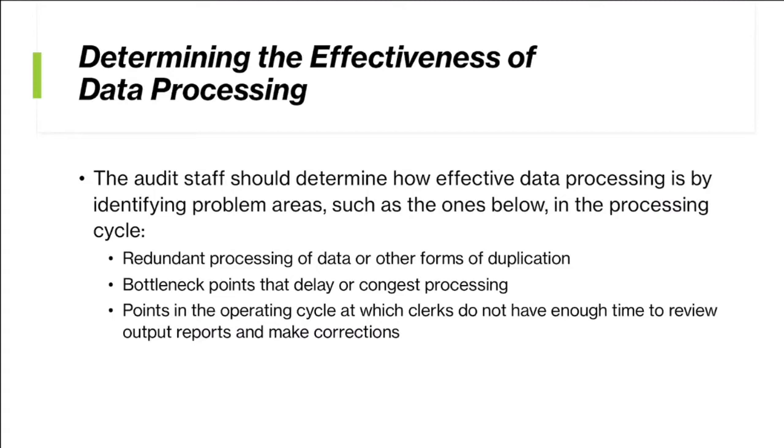And in determining the effectiveness of data processing, the audit staff should determine how effective data processing is by identifying problem areas, such as the ones below in the processing cycle. So redundant processing of data or other forms of duplication, bottleneck points that delay or congest processing, and points in the operating cycle at which clerks do not have enough time to review output reports and make the necessary corrections.